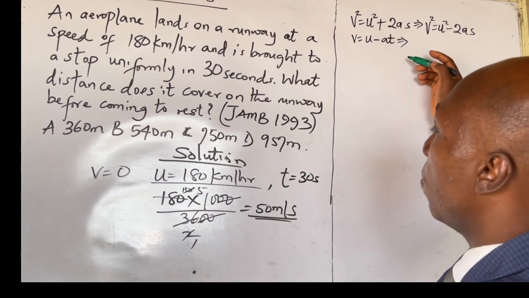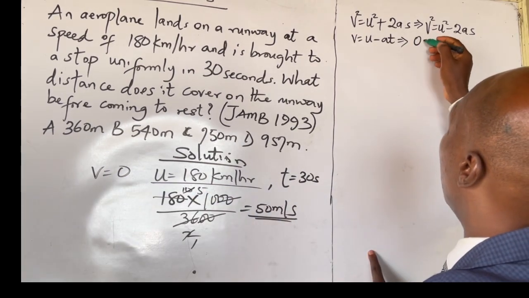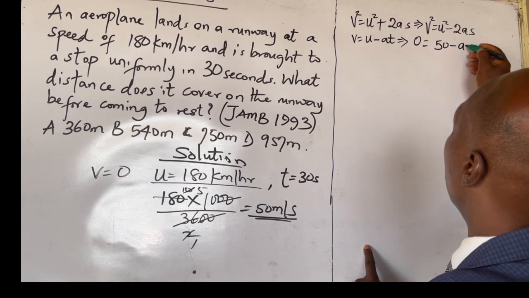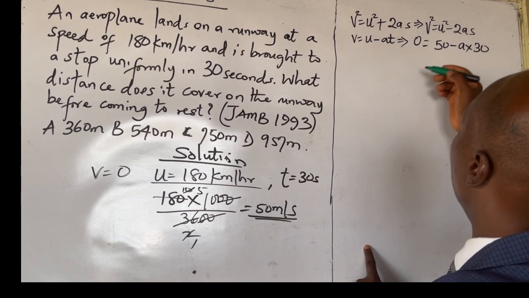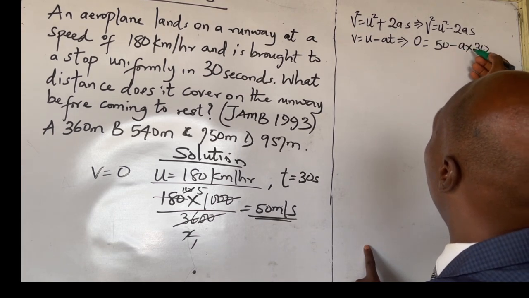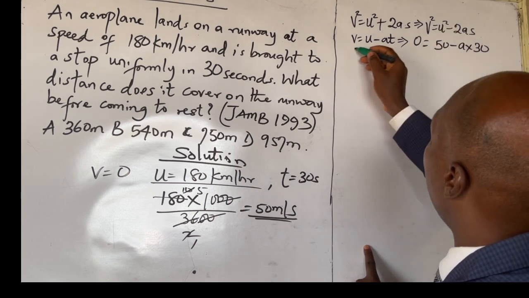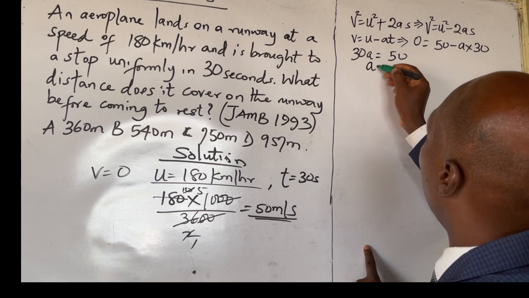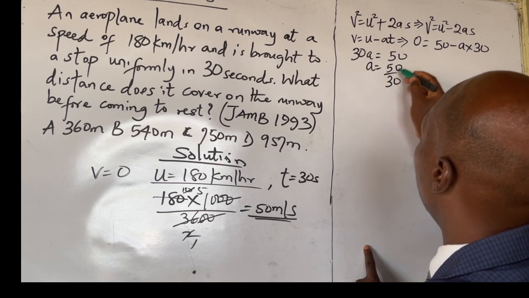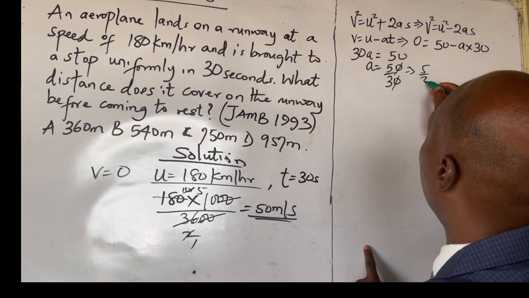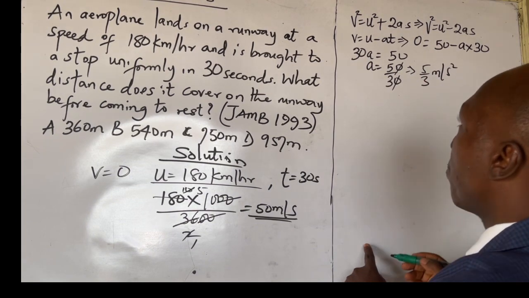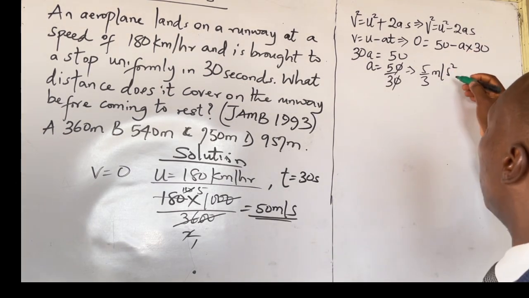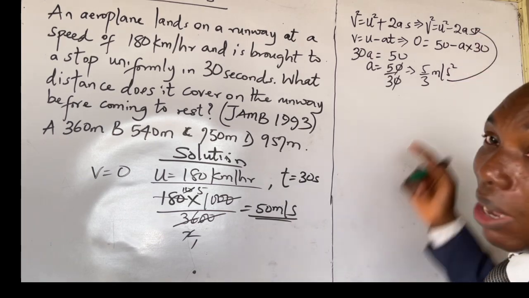So we put in the figures. Our v is 0, our u is 50, our acceleration is not given, our time is 30. So we have 0 equals 50 minus a times 30, so 30a equals 50. So a will be 50 over 30. 0 cancels 0, so 5 over 3 meters per second squared. So let's apply this in the equation of motion. We can go back to the equation of motion here and put in the values to get our distance.